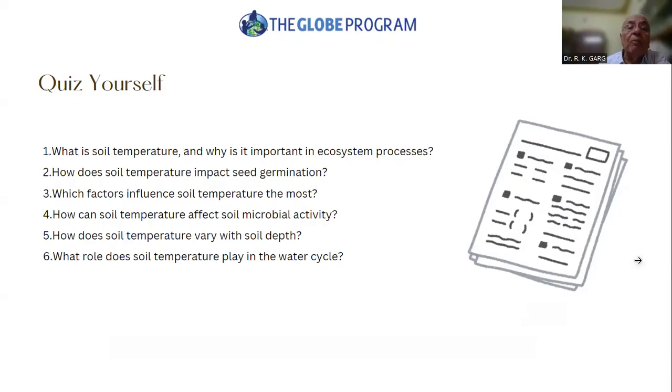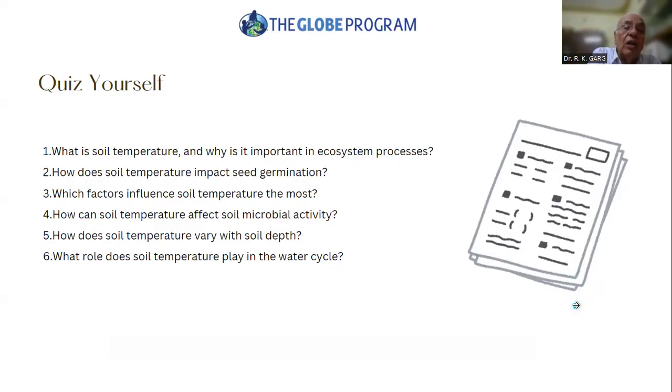How does soil temperature impact seed germination? Which factors influence the soil temperature the most, whether it is the insolation, the soil cover, the plant cover, the grasses, the moisture, the microorganisms and the macroorganisms which are present? All these factors, whether they influence the soil temperature or microbial activities. And these microorganisms may include nitrogen fixing bacteria or the bacteria which actually make the organic content in the soil, etc.